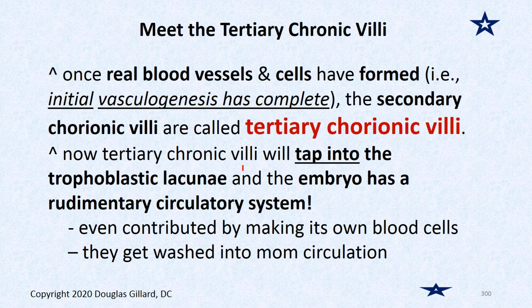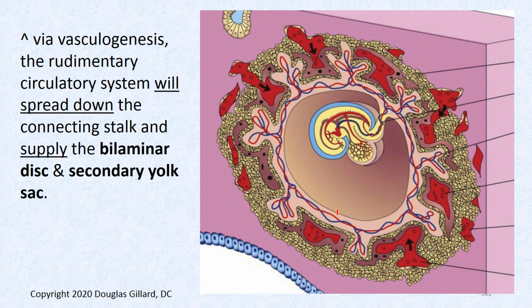And now the tertiary villi are going to grow a little more, and they're going to tap into the trophoblastic lacunae in the syncytiotrophoblast, and bam, the embryo has its first rudimentary circulation, and it even has its own blood cells that most mothers don't know, but some mothers do, because they can have an allergic reaction to them, which is always terrible. That's why pregnant mothers are always tested for Rh, right? Look for those rare types of Rh where the baby might not be the same type, and then you got a big problem. But anyway, via vasculogenesis, the rudimentary circulation spreads down.